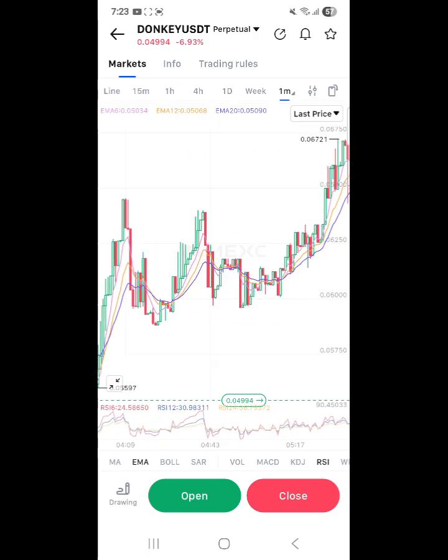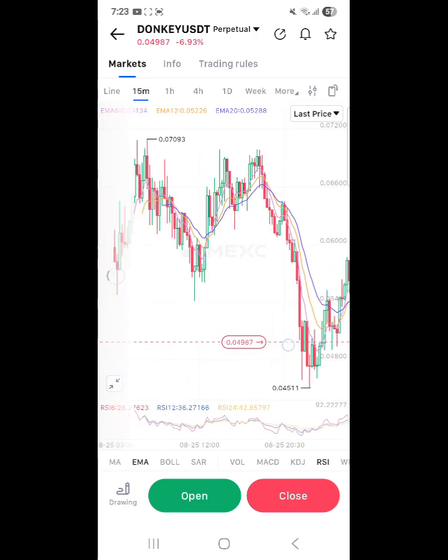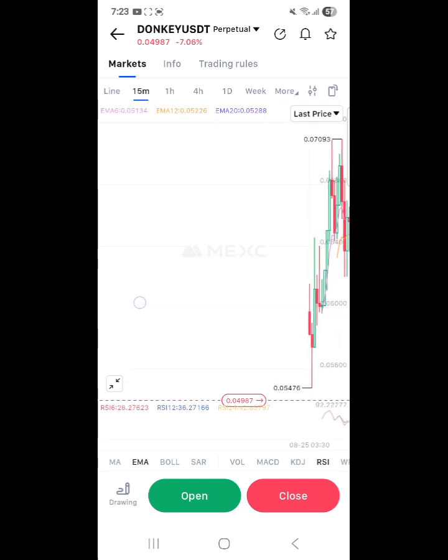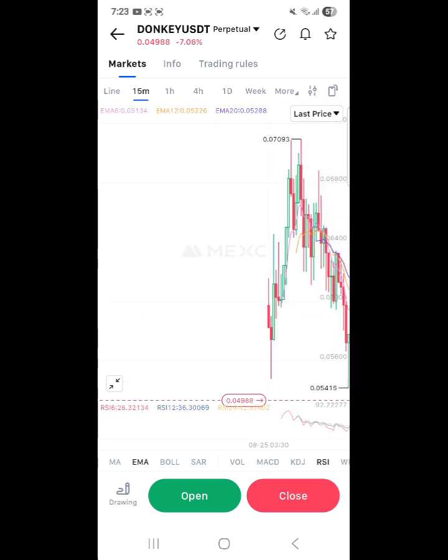It's an indicator, so I will do a full video on indicators very soon. But for now, pick this. If you look beneath this chart, you'll see the RSI 12, the RSI 16, the RSI 24. RSI indicates when a token is overbought or oversold.